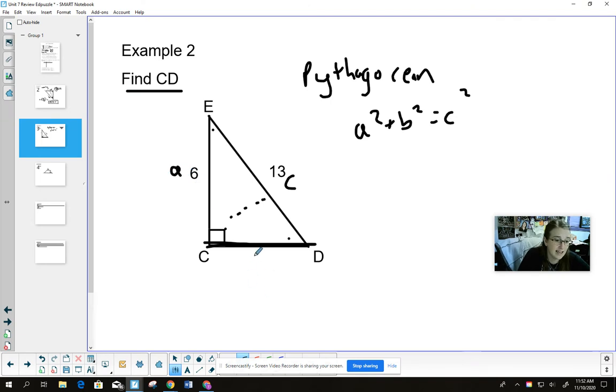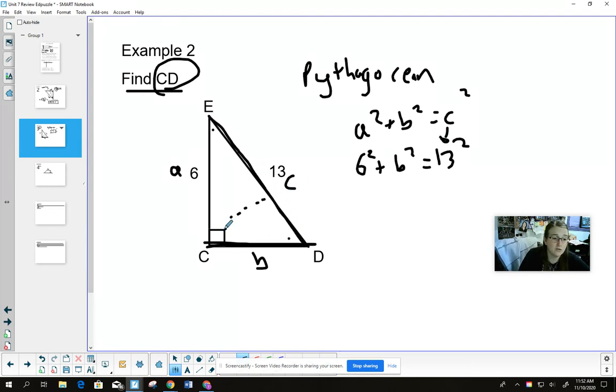So I'm going to call this A, and I'm going to call this B. I could have called this B if I wanted to. It doesn't really matter. Those can switch, but C has to be C. So here's a possible setup. I need 6 squared plus B squared, what I'm trying to find, equals 13 squared. Again, doesn't matter if I know it or not. The side across from the right angle, the hypotenuse, has to go in place of C.